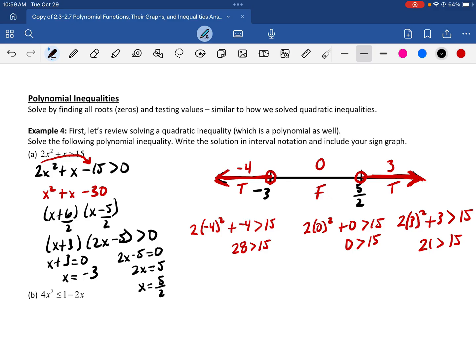Okay, and then to write my answer in interval notation. On the left, it continues going, which is towards -infinity. Then we come up to -3 with a parenthesis because it's an open circle, union. Then we skip until we get to 5/2, and it continues to go to the right, which is towards infinity. 5/2 also has a parenthesis because it is not equal to.